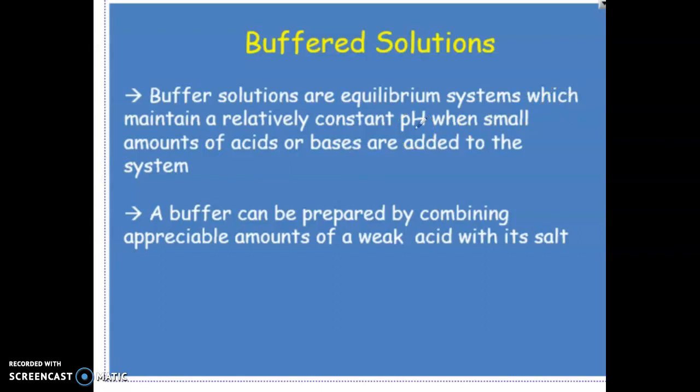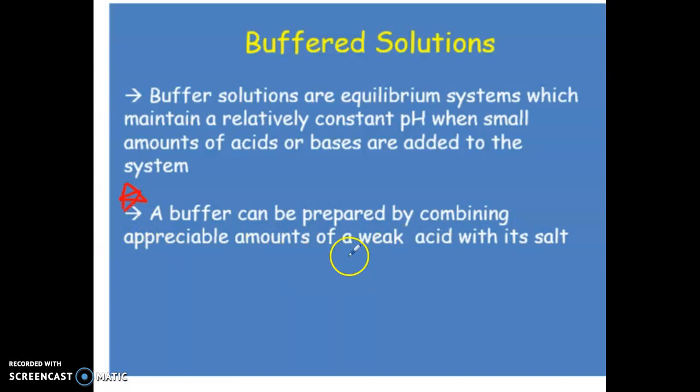What a buffer is useful for is maintaining the pH of a system. Usually you add a buffer if you want the pH to stay relatively the same. How that works is essentially because it's in equilibrium, it will have shifts happening that will slow down the change in pH. We'll look at the equilibriums and talk about how that happens. But first of all, how do we make a buffer?